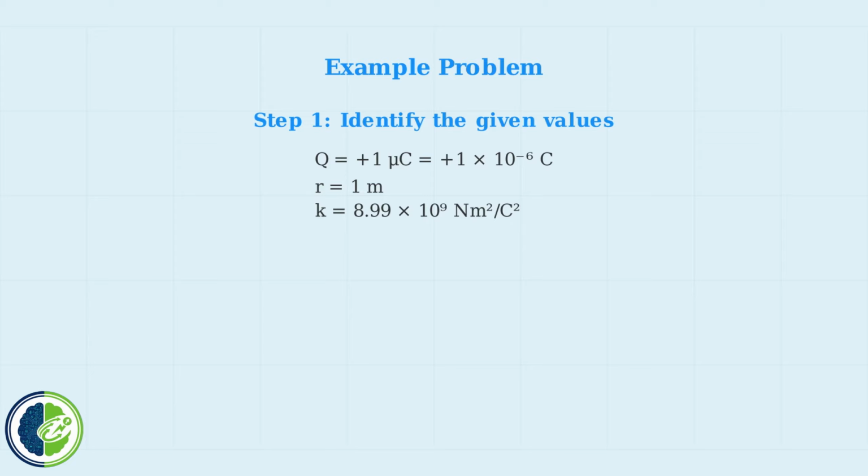Now let's solve this step by step using our formula. Step 1. Let's identify our given values. We have Q equals positive 1 microcoulomb, which is 1 times 10 to the negative 6 coulombs. The distance r is 1 meter, and we use Coulomb's constant k equals 8.99 times 10 to the 9th power. Step 2. Now we substitute these values into our formula. Step 3. Let's perform the calculation. We multiply 8.99 times 10 to the 9th by 1 times 10 to the negative 6, then divide by 1.